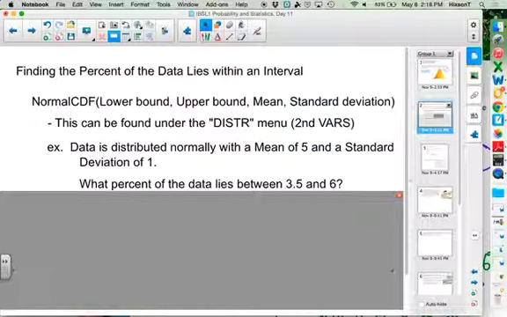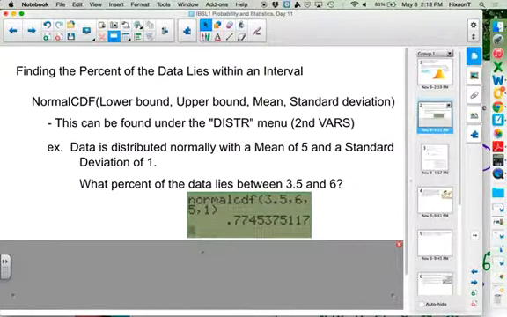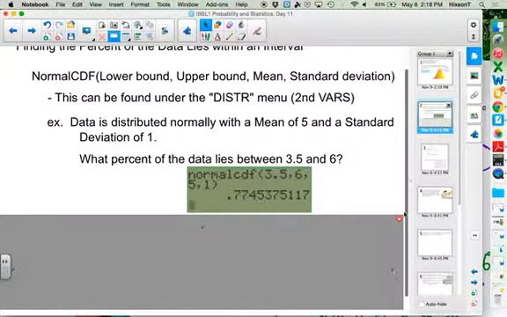All right, guys. What'd you get for your answer here? 77.5%. All right, 77.5%. Okay. Look up here. 77.5%. That means whatever this data is, if we picked a random number in that data, we have a 77.5% chance that it's going to fall between 3.5 and 6.